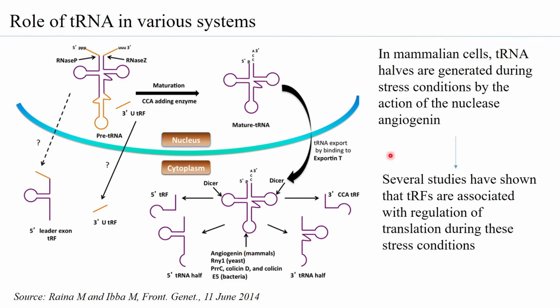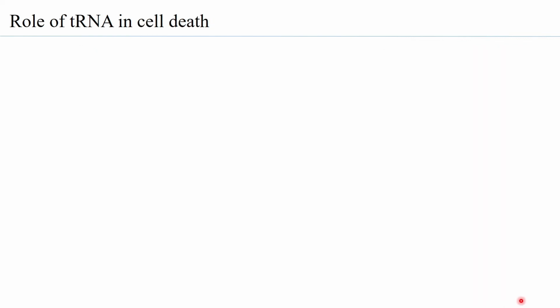Okay. Now, several studies have shown that these tRNA fragments are associated with regulation of translation during these stress conditions. And they are also responsible for gene silencing. They have been found to have a role to play in gene silencing, in viral infectivity, and also in cell death. Let us look at the example of cell death.